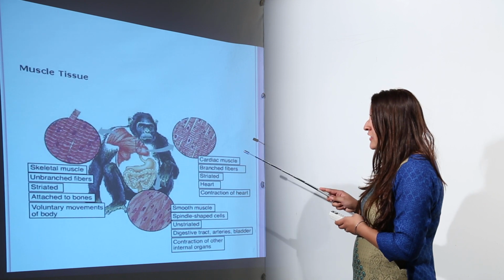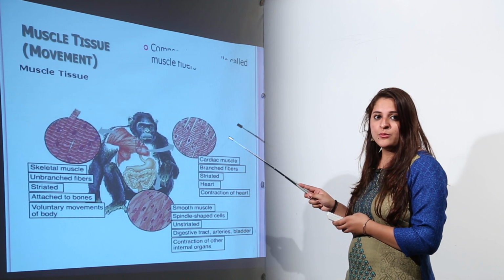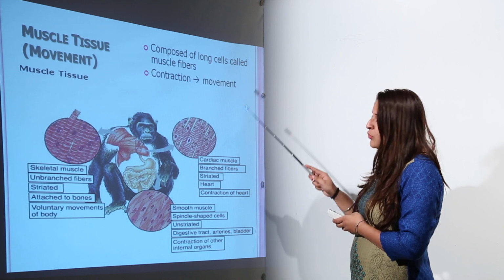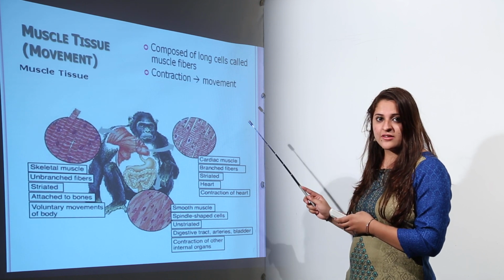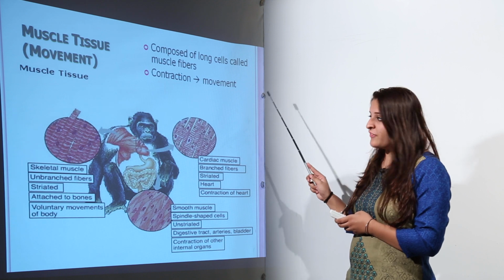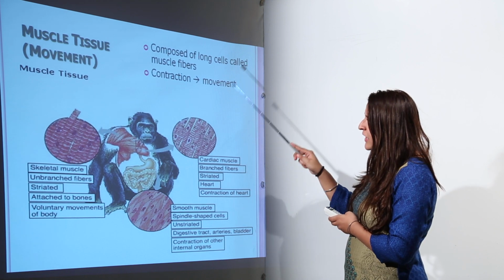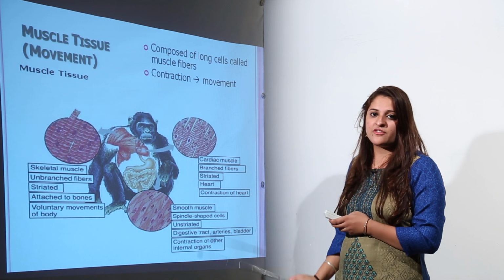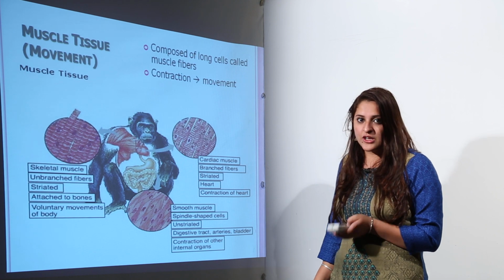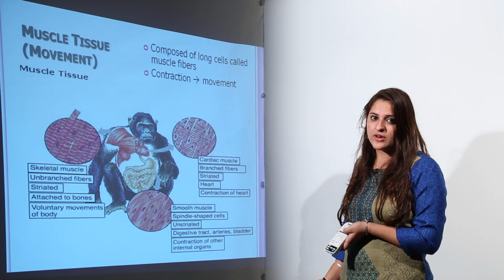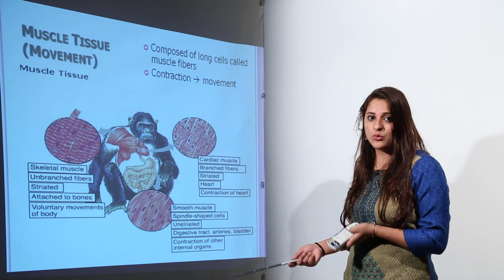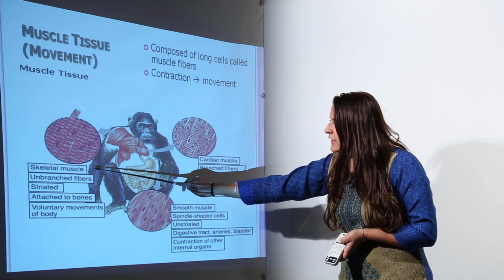The next is the muscle tissue. Muscle tissue helps in movement of an individual. How does it help in movement? By continuous contraction and relaxation of various muscle fibers. Muscle fibers are basically of two types, striated and unstriated, which we call voluntary and involuntary types. What are these skeletal muscles?